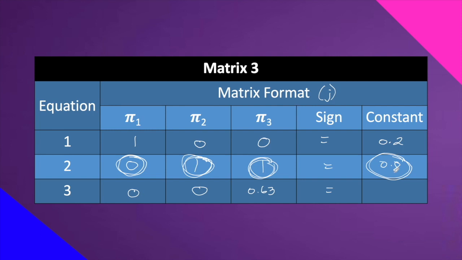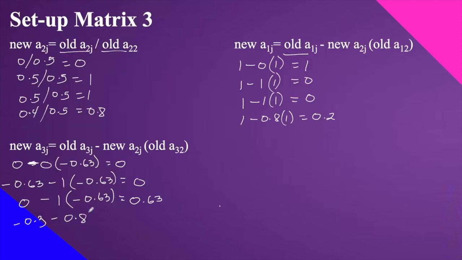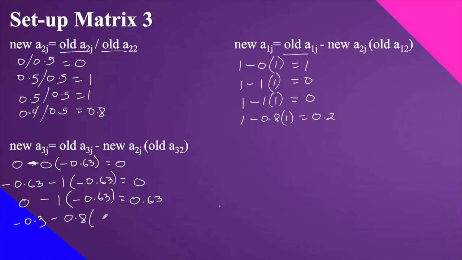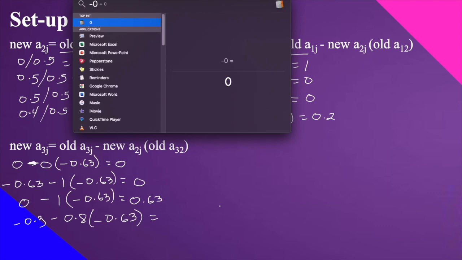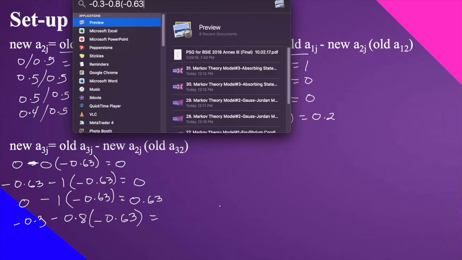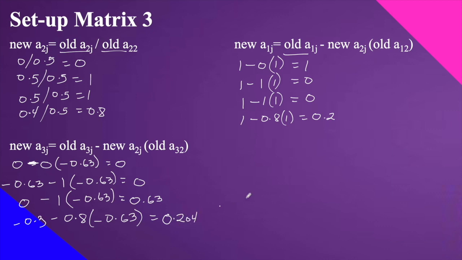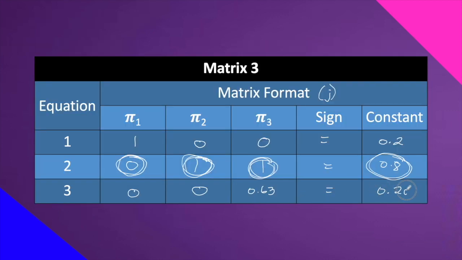This constant, 0.8. So, 0.8 multiplied to old A sub 3,2. So, old A sub 3 and 2, this is negative 0.63. So, value natin dito, no? So, let's compute negative 0.3 minus 0.8 multiplied to negative 0.63. The answer for this is 0.204. So let's write it here, 0.204. Here we are. We are done now with our matrix number 3.